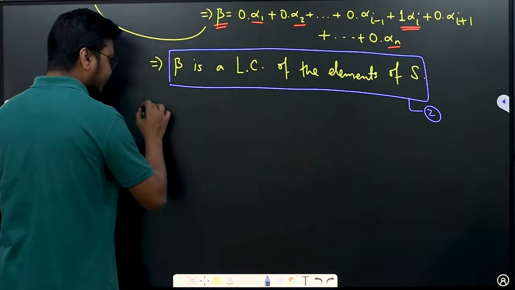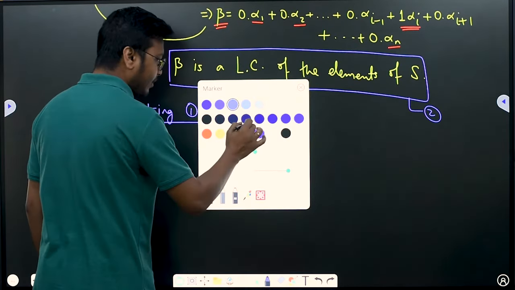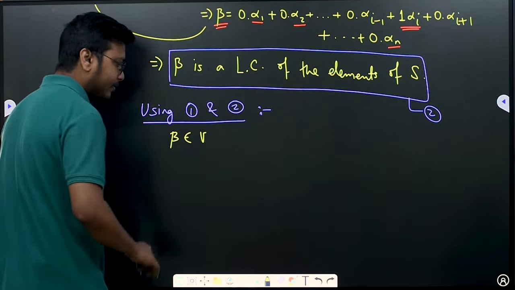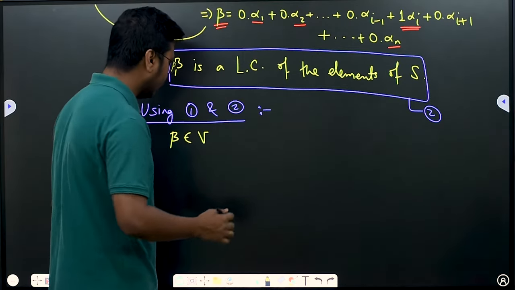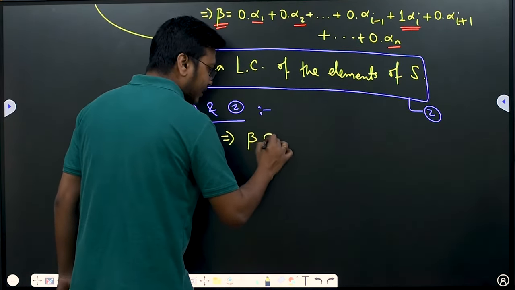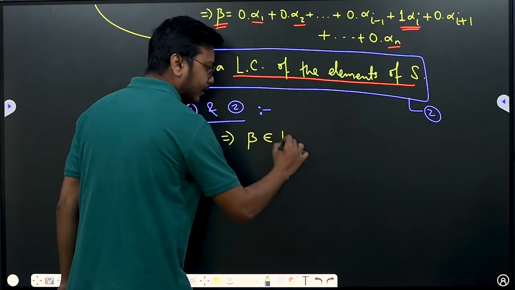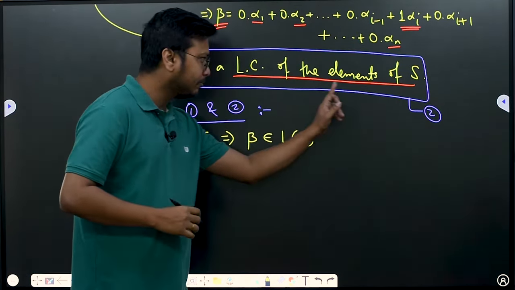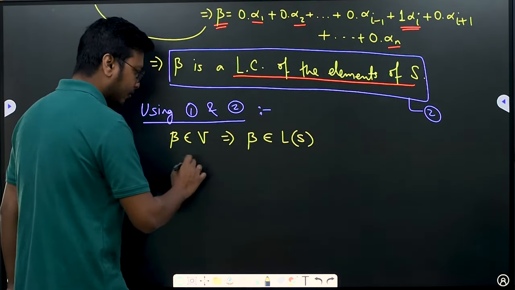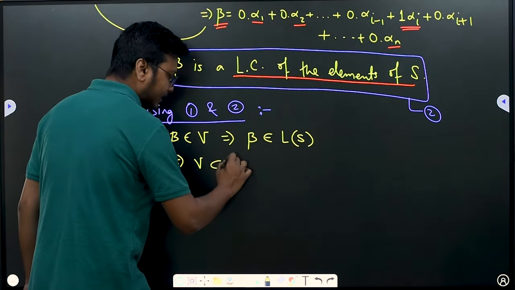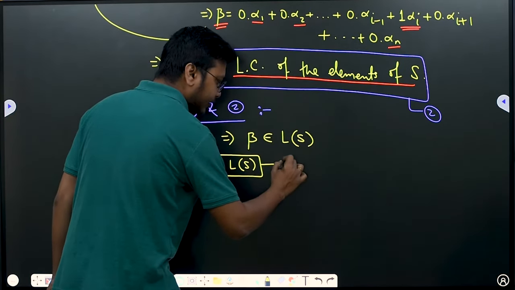Using 1 and 2, the generalized statement I can make is that beta, when taken arbitrarily from the vector space V, does not matter whether it belongs to S or not, because I've done it for both cases, implies that beta is a linear combination of the elements of S. What is the meaning of this? Beta belongs to the linear span of S. So beta belonging to the vector space implies beta belongs to L of S. That means the vector space V is a subset of L of S. Let's call this number 3.